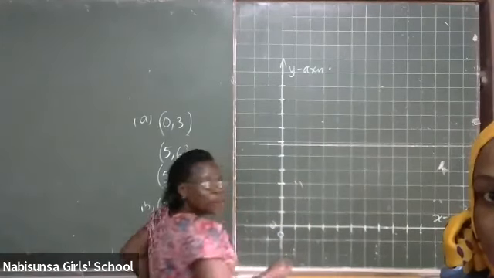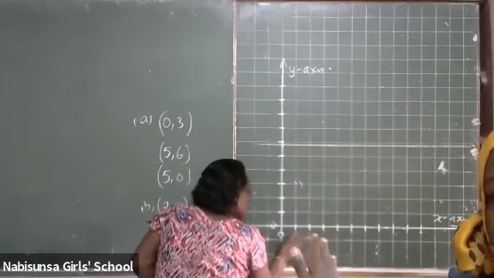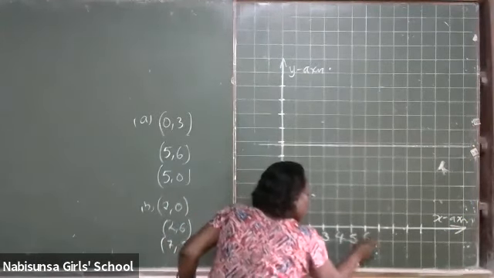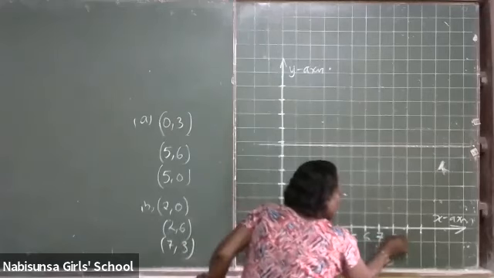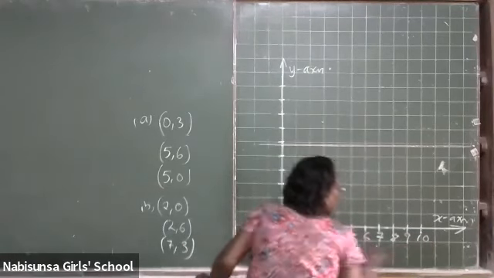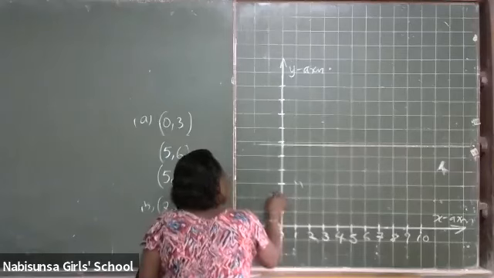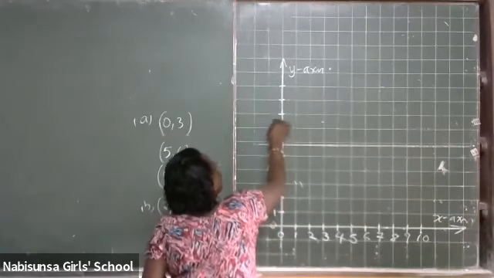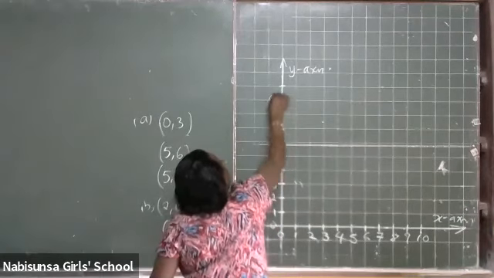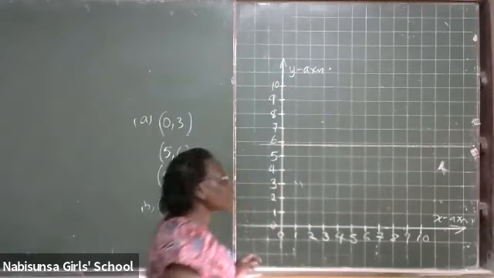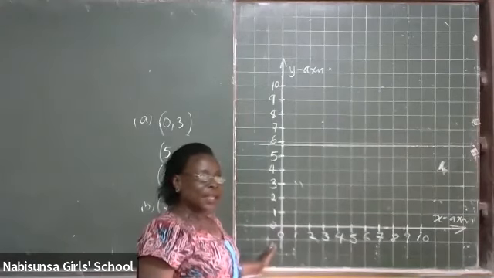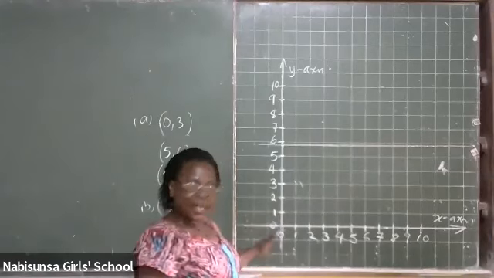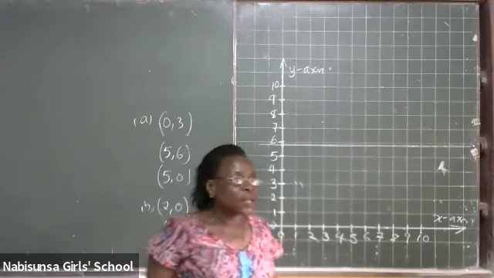All those ones are positive. 1, 2, 3, 4, 5, 6, 7, 8, 9, 10. We have 1, 2, 3, 4, 5, 6, 7, 8, 9, 10. The vertical line is the y-axis. The horizontal line is the x-axis. We are answering.